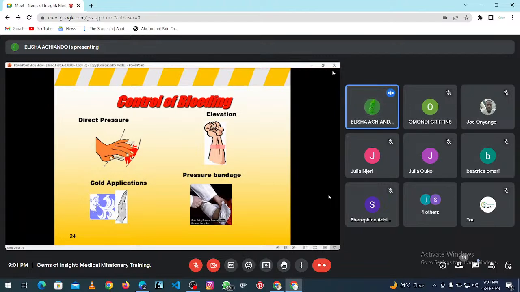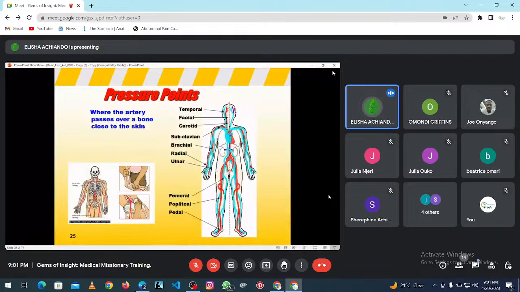Direct pressure, you can elevate even as you apply the direct pressure. You can apply cold applications, like just a very wet material to the site.